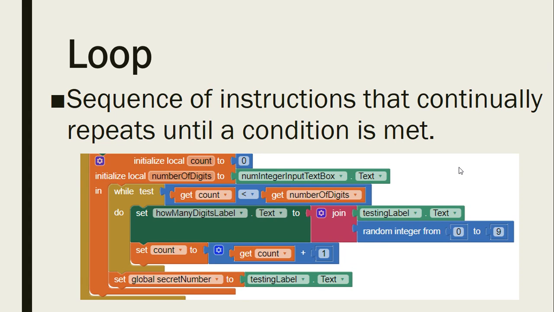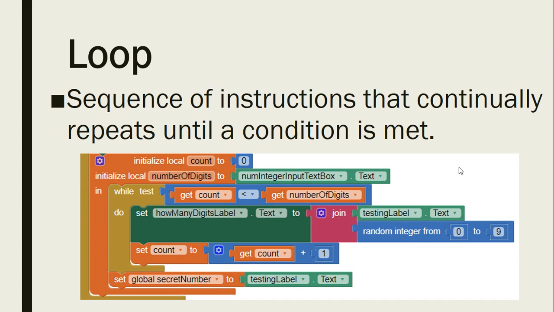Looking at this one, the count starts at 0, and let's pretend that we enter 3 in the number integer input text box. That's a mouthful, right? So while the count 0 is less than the number of digits, let's pretend we put 3 in there, do this thing. It picks a random number, and then it adds 1 to the count. Is 1 less than 3? Yes. So it runs through again, picks another random number, adds another one to the count.